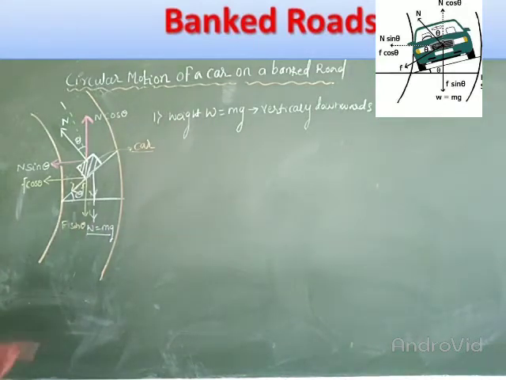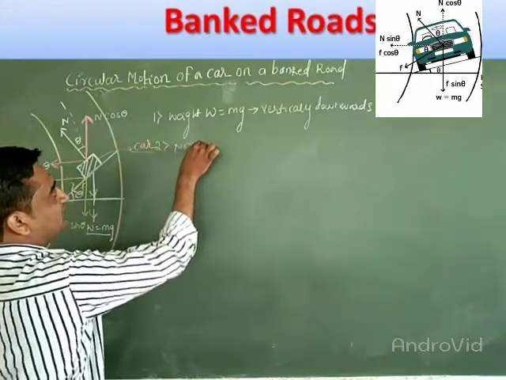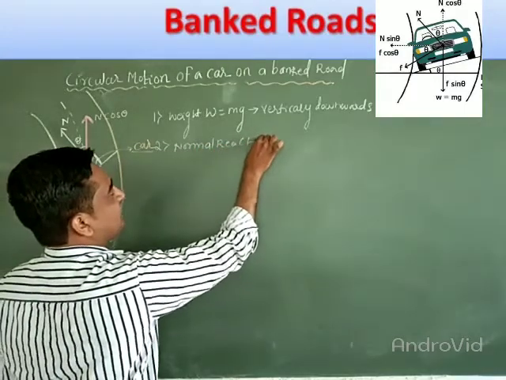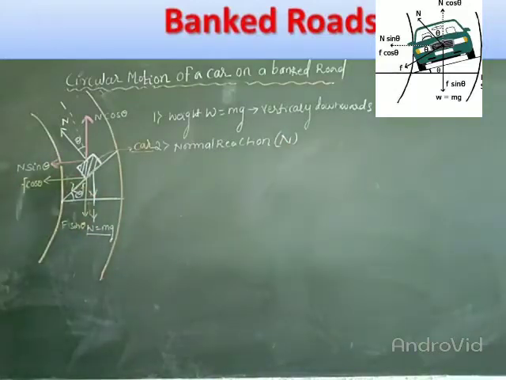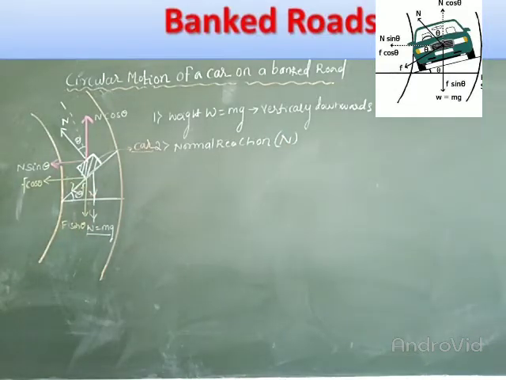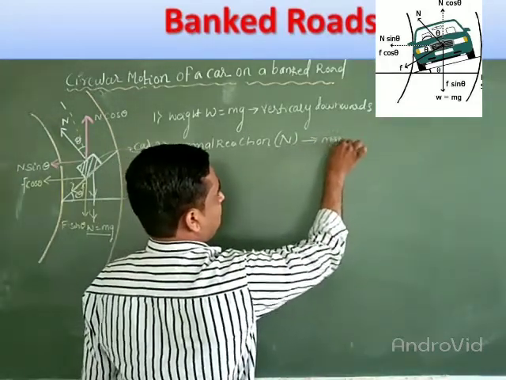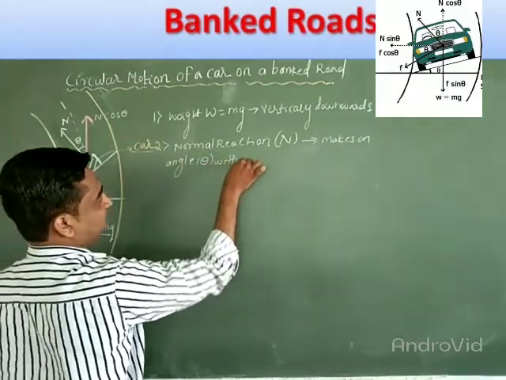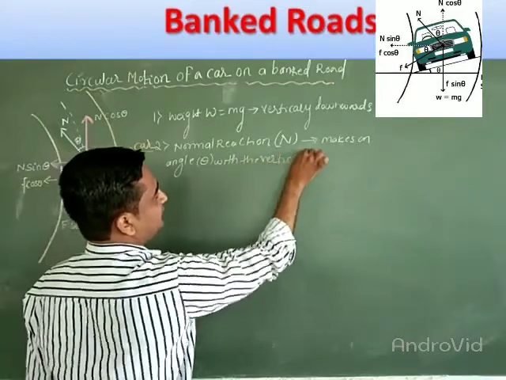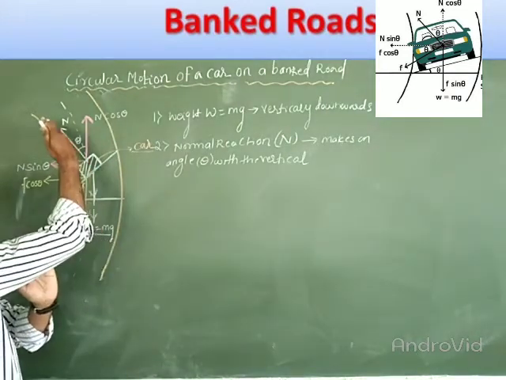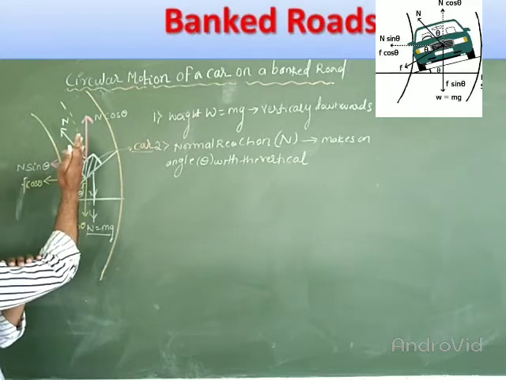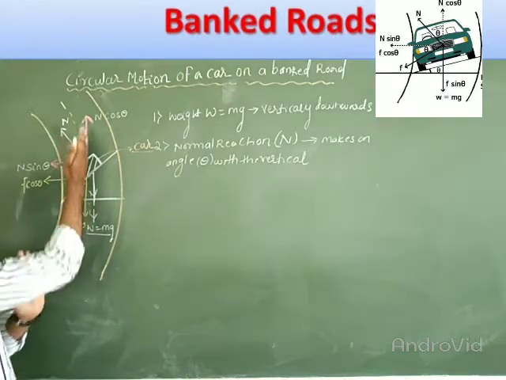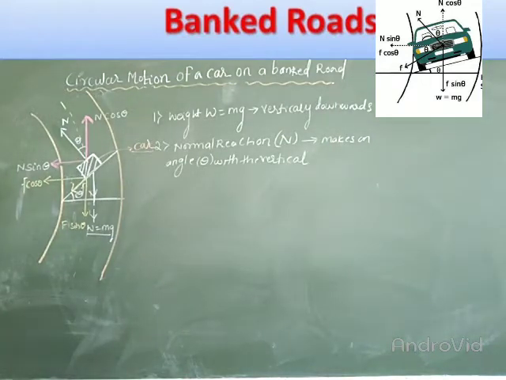The second one is the normal reaction N, which acts in the upward direction but makes an angle theta with the vertical.